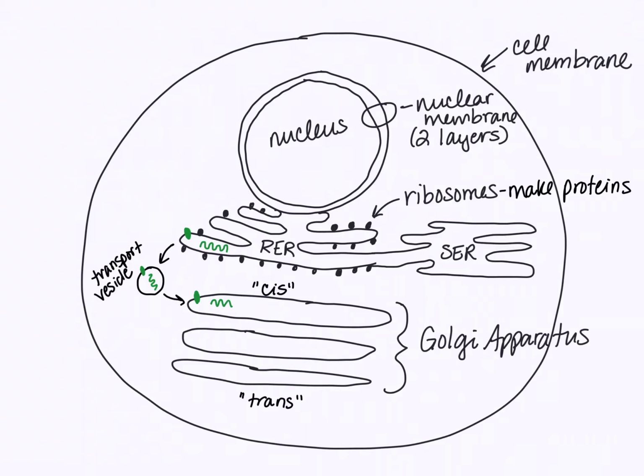Now, the Golgi apparatus has a couple of different functions. So one function is that it modifies the different products that it receives. It also packages them, and so it sends them to their final destination. So we typically think of the Golgi apparatus as acting like the post office.